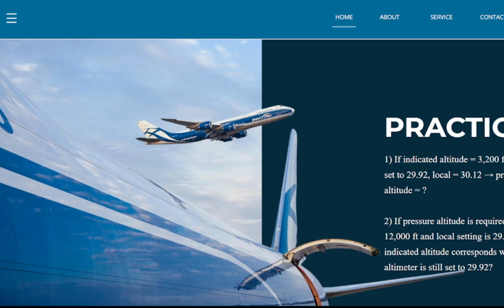And since the local pressure is lower than standard, 29.72 and 29.92, the difference is positive, and therefore we add the correction to the indicated altitude when going from indicated to pressure. But because we're solving the inverse problem, we subtract 200 feet from the pressure altitude to get indicated altitude, and that gives us 11,800 feet, guys. It doesn't get easier than that, guys. It does not. It is super simple. Two questions here.